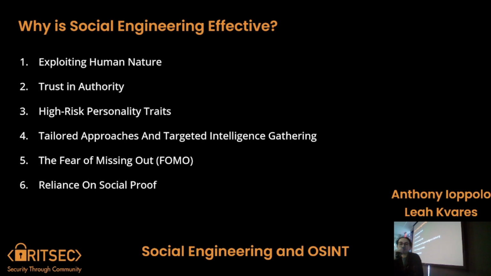High risk personality traits. I actually don't know what this bullet point means. Maybe we'll get to it. Tailored approaches and targeted intelligence gathering. That's pretty self-explanatory. That's where OSINT comes in combination with social engineering. You find a bunch of information about this person, and you can send them a super tailored phishing email, for example, and that will increase the likelihood of them clicking on something in there or taking action based on what you want. It's way more likely to happen than if it's something not applicable to you.